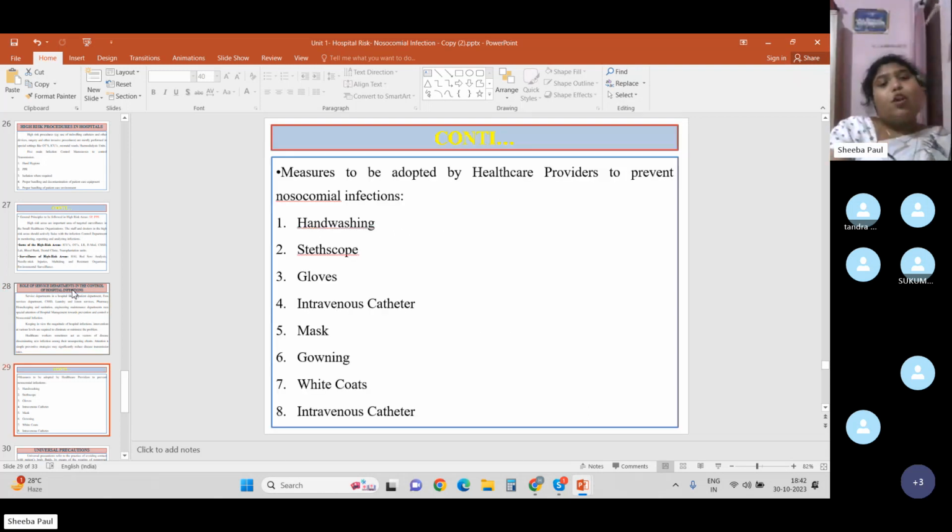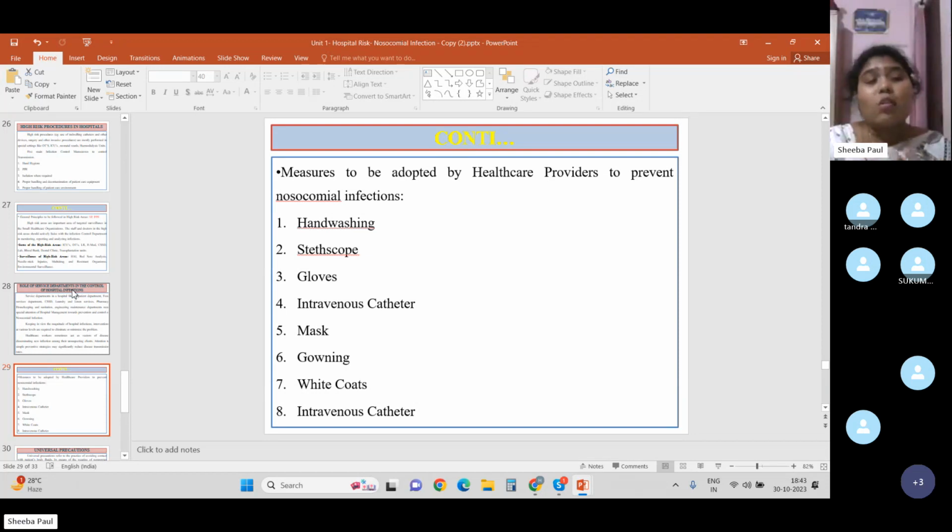Next, measures to be adopted by healthcare providers to prevent nosocomial infections. Again, the same thing I'm telling you. PPE is very much mandatory to rule out and prevent infections, and also to make sure that the patient is not falling into risk or developing any kind of complications. So hand washing is very much needed. As we all know, after COVID everybody has become cautious; they carry sanitizers and use hand rubs to sanitize their hands so that they are not getting infected or cross infecting people.